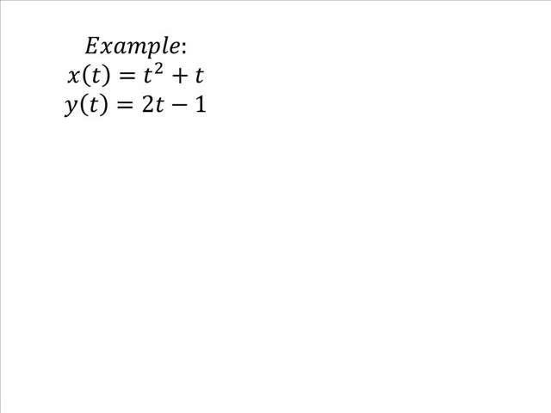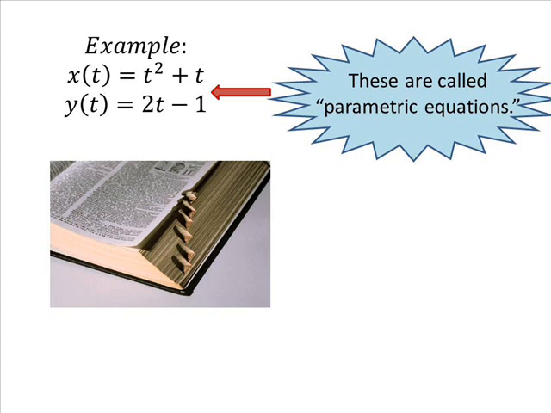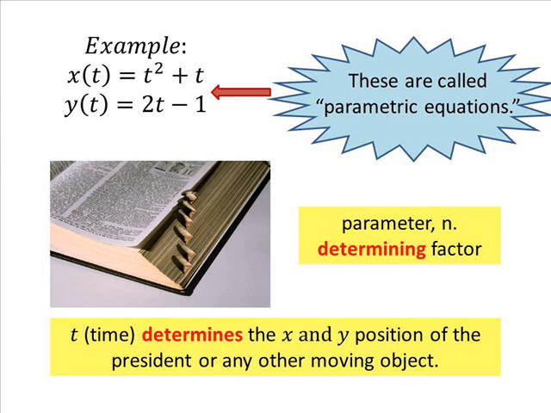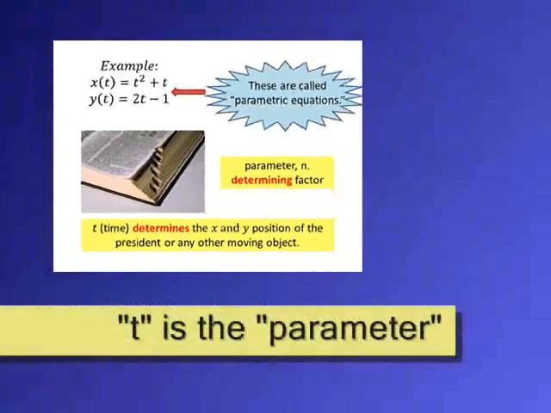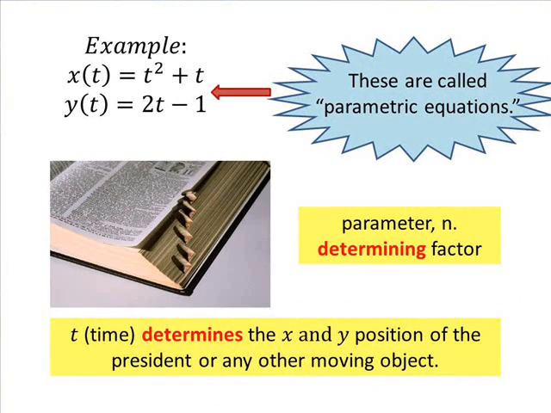So let's look at a math example. These equations are called parametric equations. Now, what does parametric mean? Let's look in a dictionary, and we'll look up the word parameter, which is a noun. Parametric would be the adjective, and this noun means determining factor. Now, since t, which is time, determines the x and y position of the president, or for that matter, any other moving object, t is the parameter, the determining factor.